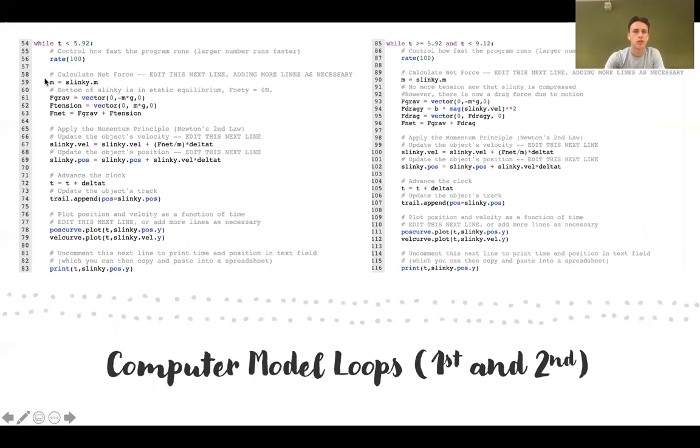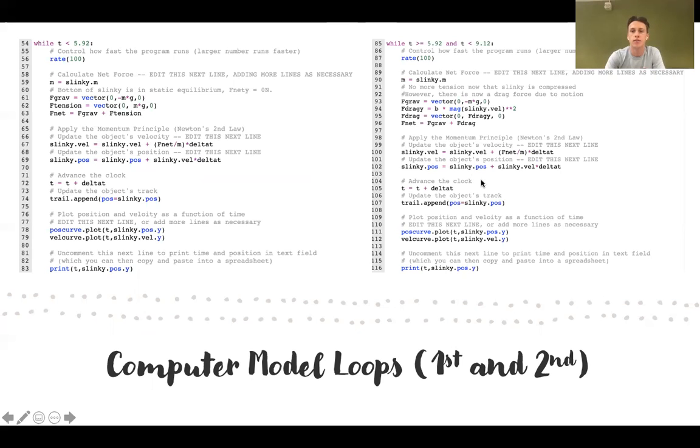In the first loop here on the left, you can see the mass of the slinky is equal to slinky.m for simplification of calculations. I have calculated the gravitational and tension forces and added those together to get F net. Then F net is plugged into the velocity update formula, which this answer is plugged into the position update formula. Then it adds time to update the loop to continue going, and it graphs those position and velocity curves.